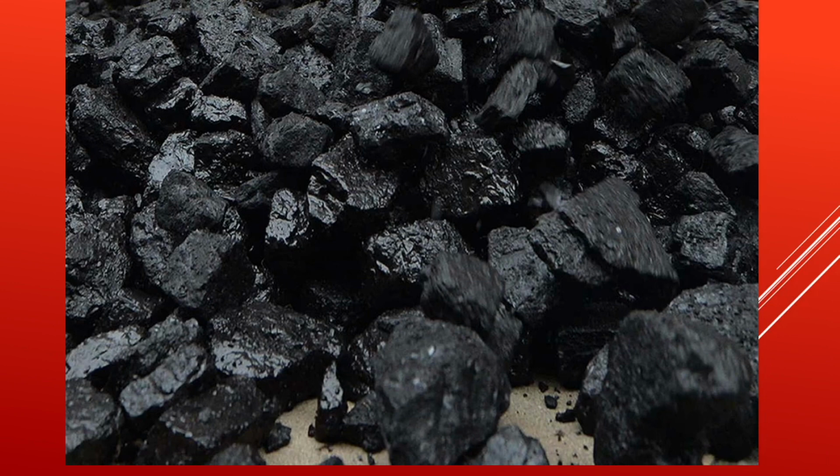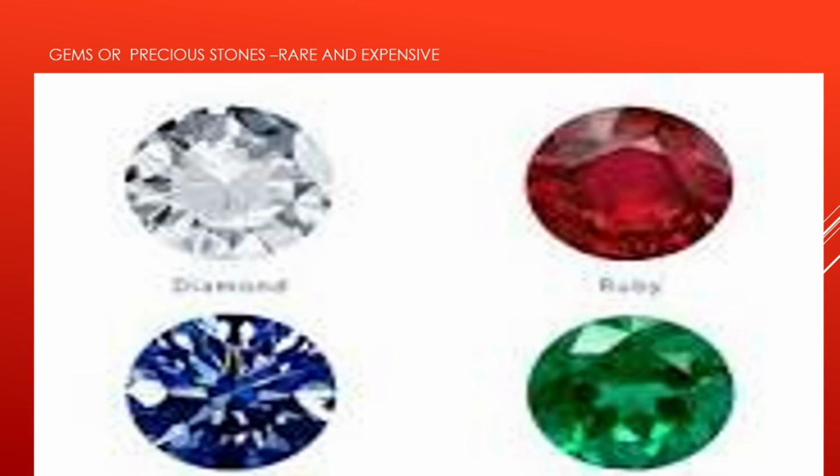Look at this coal. This is what we saw. Another picture where you can see coal. Now this is, children, called a type of stone or gems. This is called precious stone because they are very rare and very expensive, very costly.